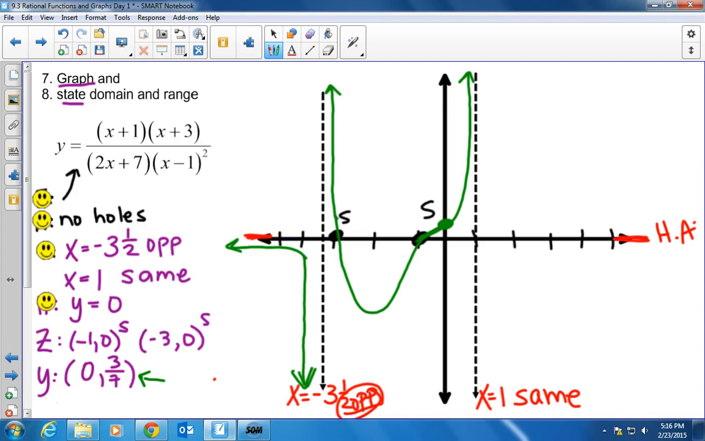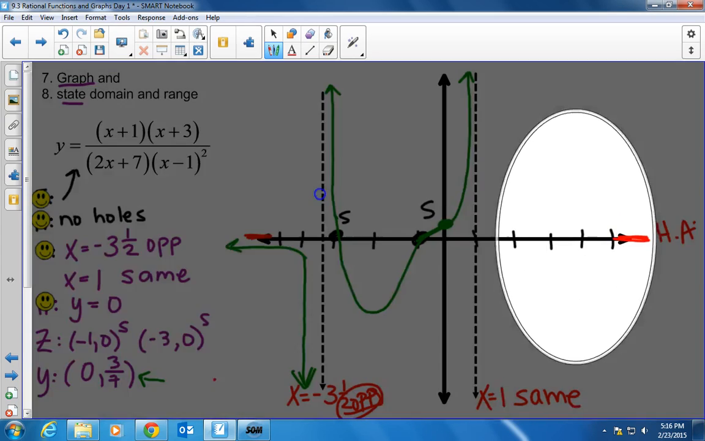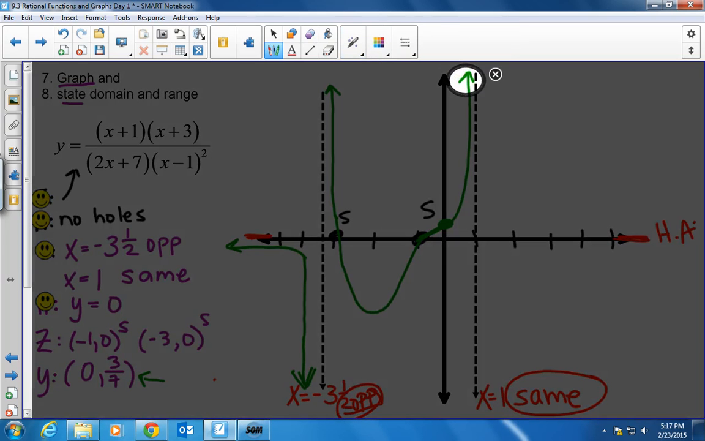So we have 2 parts graphed. We have 1 part left, and the 1 part left is over here on this side of the graph. So again, we're going to look at the vertical asymptotes, and we're going to focus on this behavior right here, which is same. So find your arrow close to the vertical asymptote x equals 1. Here's the arrow right there. That arrow is pointing up. So if that arrow is pointing up, then the same behavior also has to be up.